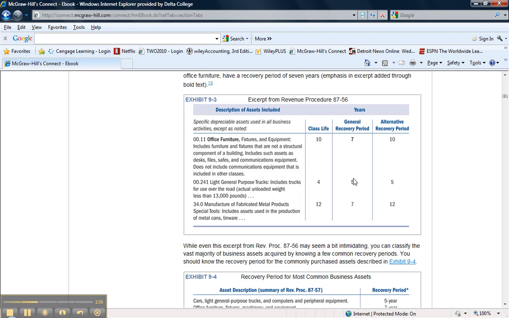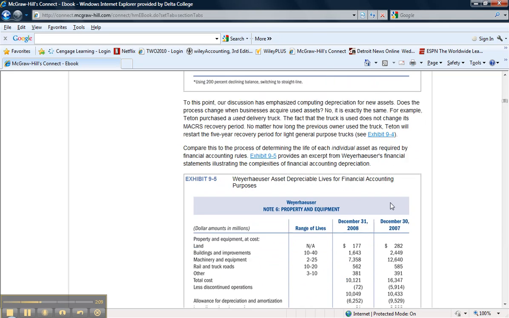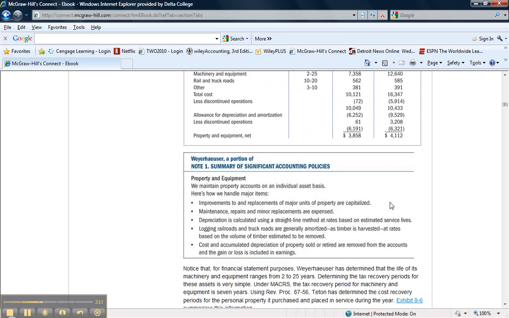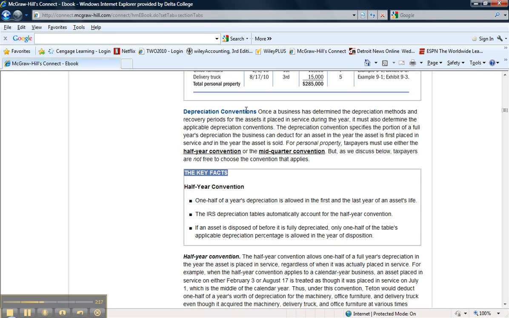So we've got the method, double declining balance. We've got the period, either 5 or 7 years, depending on the kind of asset it is. You'll see here in this exhibit, it lists some very common assets with their recovery period. And next, we have to talk about conventions. I'm going to talk about that in a separate video.